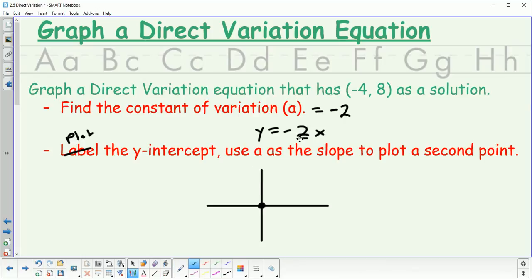So really we've got negative 2 over 1, so I'm going to come down 2 units and then go right 1 unit. So down 2, right 1, that puts me right there. And now I could draw my line. Hopefully yours will be a little straighter than mine. And we have our graph for our direct variation.